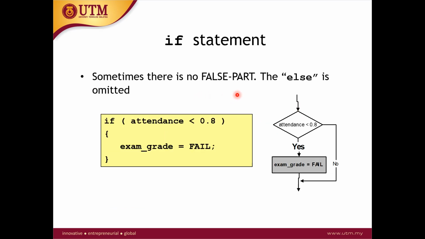Sometimes there may not be any false part. Now what happens here is the else part is omitted or removed. For example, we can say if attendance is less than 0.8, exam grade equals fail. So we don't have the else part, or the false part, like in the flowchart. If attendance is less than 0.8 and it is true, execute this statement. But if it's not, do nothing, just go to the other steps of your program.